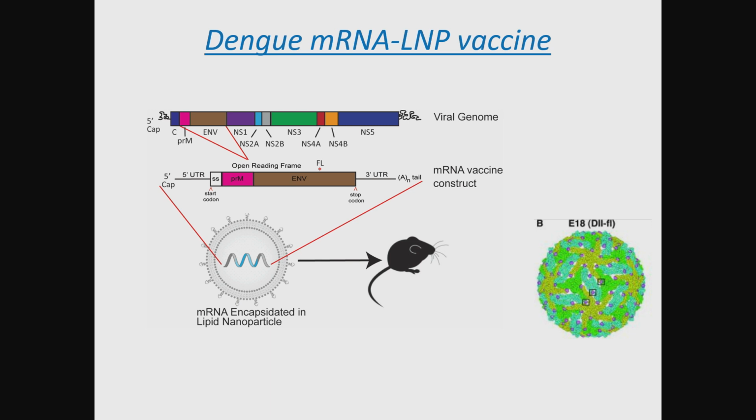So we know that, similar to the Zika virus, in dengue virus the strongest cross-reactive non-neutralizing epitope is the fusion loop, as shown on this image of the virus. So this vaccine was in vitro synthesized and then encapsulated into a lipid nanoparticle.